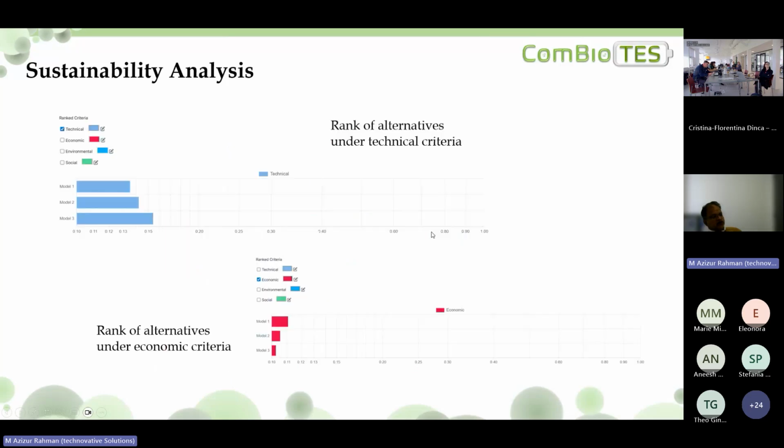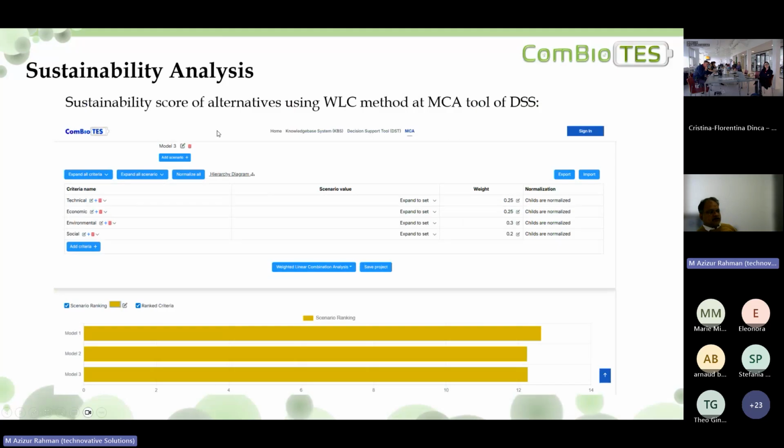In our software, we can also see which option performs better in terms of, for example, technical criteria. Here we see that model 3 performs better, but in terms of economic criteria, model 1 performs better. So one can see that no one option is always the best for all criteria. Sustainability means that it should be a kind of balance between all the prominent criteria. This we see here. And then we combine this and we see that model 1 outperforms the other 2. This is the dashboard that we have been developing, ComBioTES.